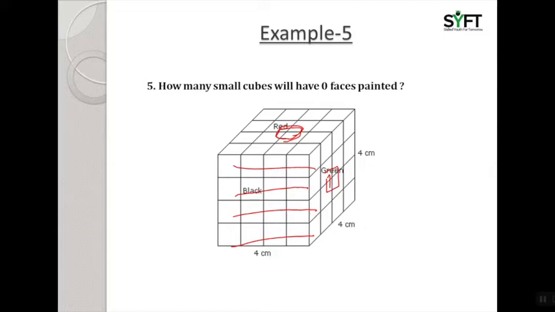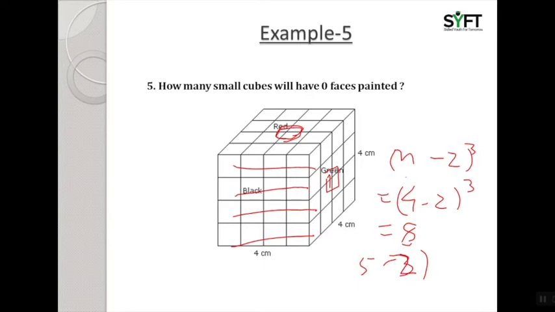and there is a formula also. That formula can be used as n minus 2 to the power 3. So 4 minus 2 to the power 3 is 8. So if a cube can be divided into exactly 5 small pieces on each side, how many of them will have zero faces painted? 5 minus 2 cubed will come as 27. So there will be 27 cubes which will have zero faces painted.